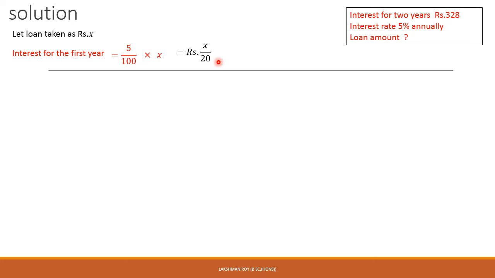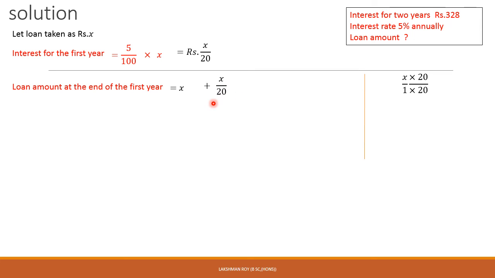Now to find the interest for the second year, we should find the loan amount at the end of the first year. What is the loan amount at the end of the first year? It is the borrowed amount, x rupees, and we have to add the interest for the first year. What is the interest for the first year? x over 20, right? Borrowed amount x and interest for first year x over 20. Now how to add? This one is a whole number, this one is a fraction, right? So here I explain how to find it.